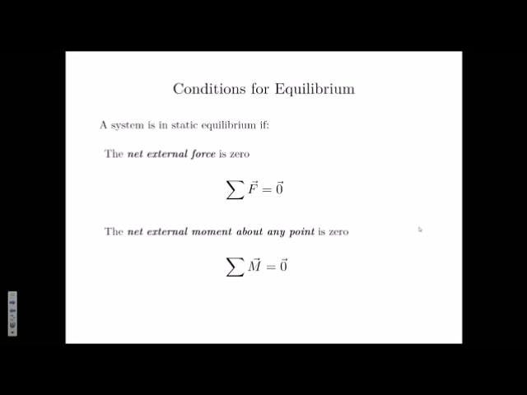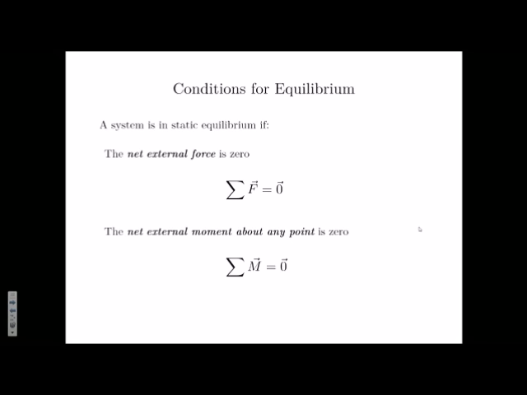Well, equilibrium is defined by a very simple condition. The condition says that if you have a structure, if you have a machine, if you have a bunch of forces applied on it, then it is in equilibrium if the sum of all the external forces acting on it is 0. Okay, so if somebody says that something is in equilibrium, then you can simply apply this condition, sigma F equal to 0. All right? A second condition is that the net external moment about any point is 0.